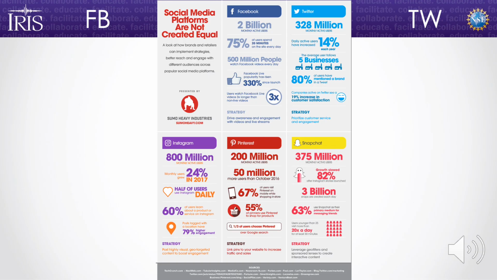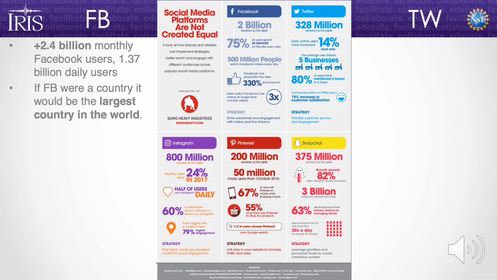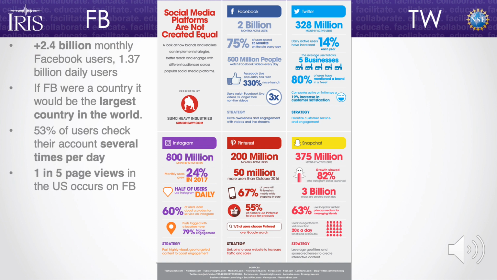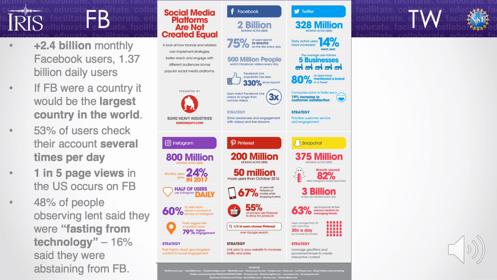So a few little facts about social media. I'm only going to go through Facebook and Twitter, but of course this goes along for Instagram and Snapchat and Pinterest. But Facebook, there's about 2.4 billion monthly users and 1.4 billion daily users. If it were a country, it would be the largest country in the world. 53% of users check their accounts several times a day. 1 in 5 page views on the internet occurs on Facebook. And 48% of people observing Lent said that they were fasting from technology. 16% specifically said they were abstaining from Facebook.